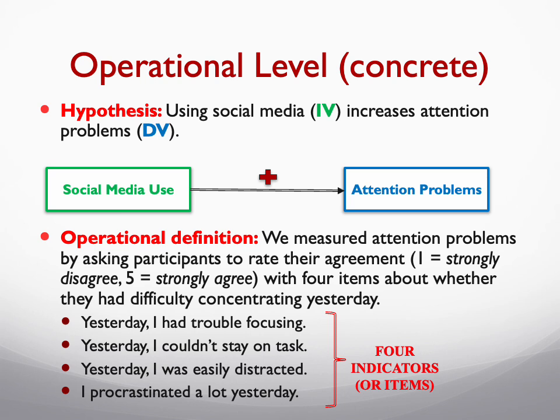Again, each of these 4 questions is going to be the indicators or items that we're using to capture this concept of attention problems. And again, in this case, we have moved from this higher conceptual level to this more precise operational level to say, hey, we're focusing just on yesterday, and we're focusing on these particular manifestations of attention problems: focusing, staying on task, distractibility, and procrastination.